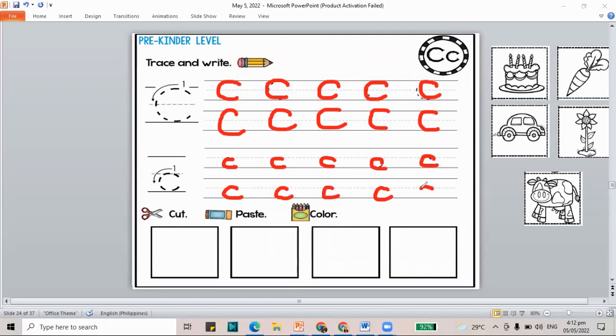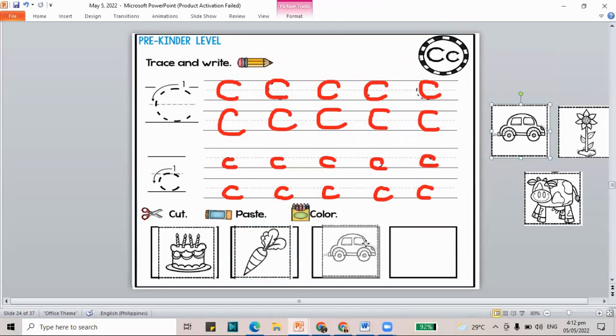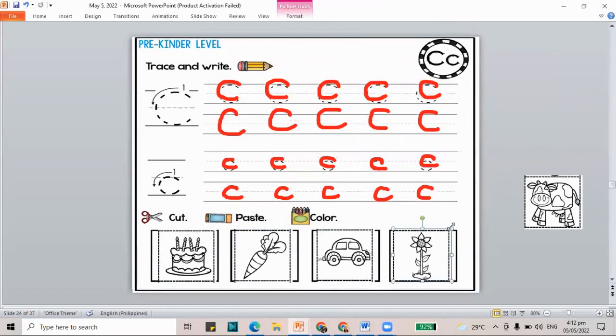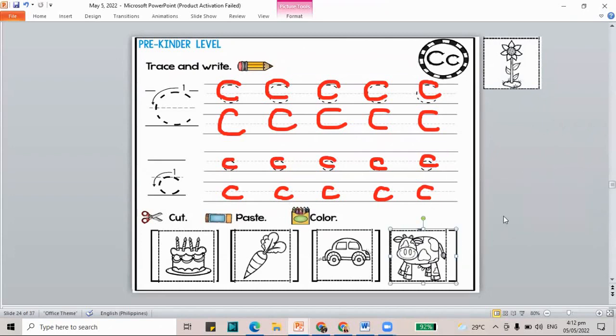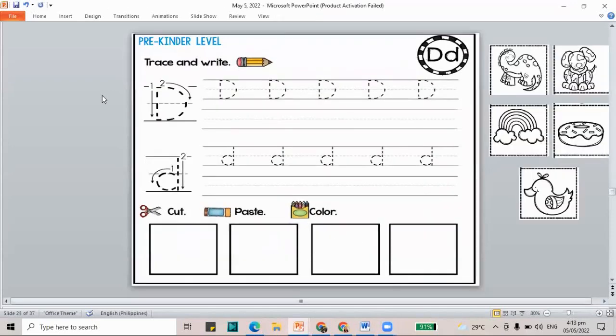And how about we do our next work, the pictures. Let's paste the ones that go in C. C is for the cake. C is for the carrot. C for car. Do we put sunflower in letter C? No, sunflower is for S. How about cow? Cow. Yes. So these are the pictures that you will place in your worksheet for C: cake, carrot, car, and cow. Let's jump to another work, but if you're not yet done, pause this video, play it again once you're done.